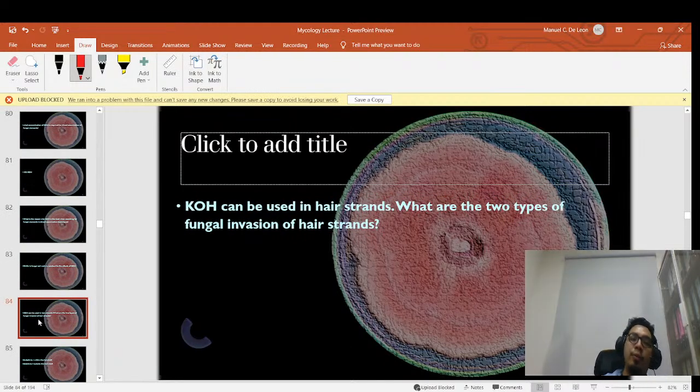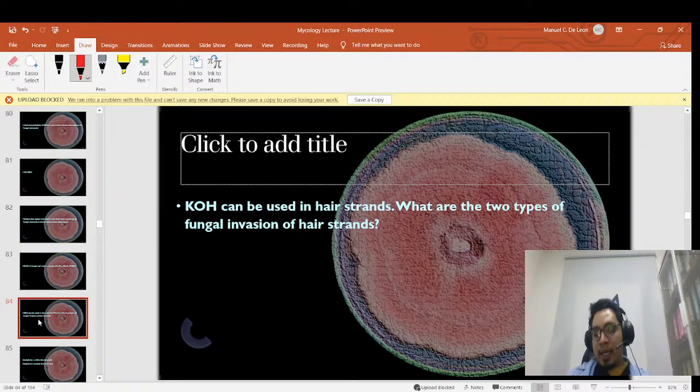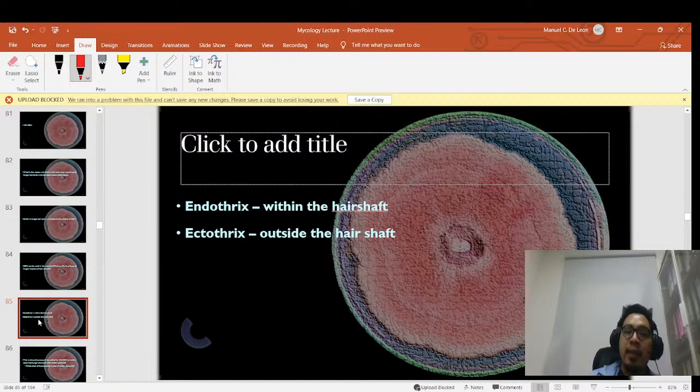All right, KOH can be used in hair strands. What are the two types of fungal invasion in hair strands? So we have ectothrix and endothrix. From the names itself, you can basically assume what types of invasions there are. Ecto, from the outside, so the fungal infection is outside the hair shaft. Endothrix, from the name itself, like endocardium, it's inside the heart. Therefore, it is inside the hair shaft. So please be mindful of the suffixes and prefixes and the Latin words if you're not familiar.